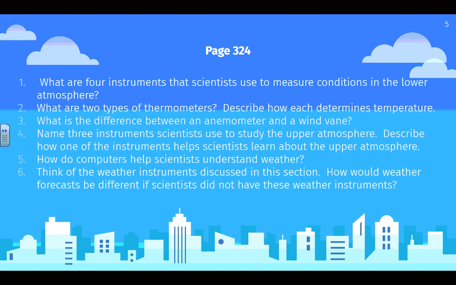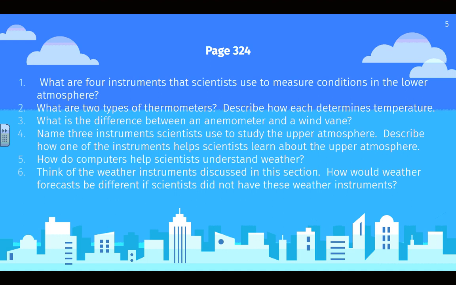Question 3. Anemometer measures wind speed. Wind vane determines the direction of wind.